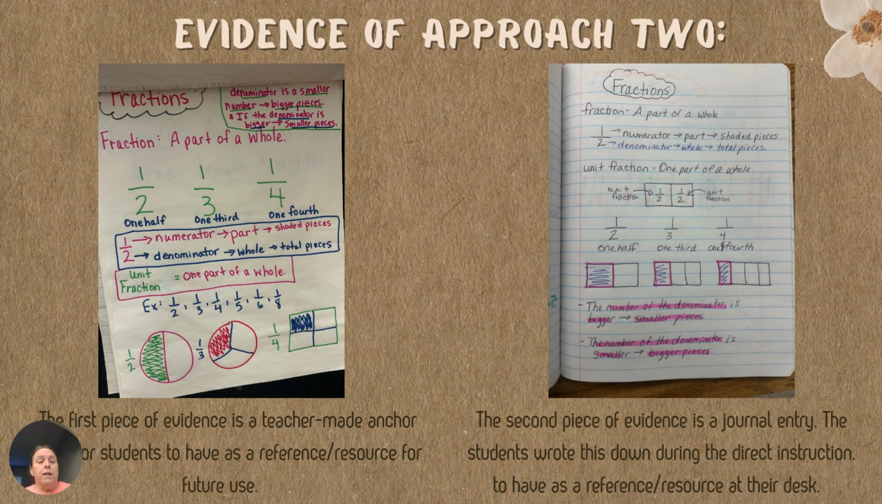The first piece of evidence is a teacher-made anchor chart for students to have as a reference resource for future use. The second piece of evidence is a journal entry. The students wrote this down during the direct instruction to have a reference resource at their desk.